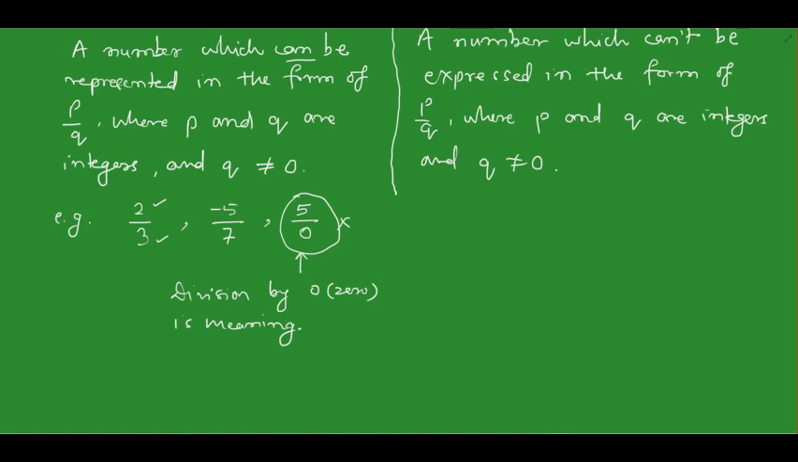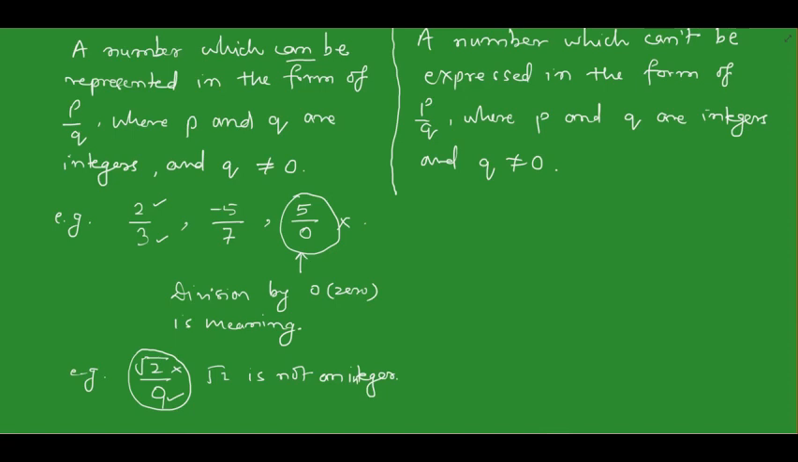Now, for example, if we write square root of 2 upon 9, then this is again not a rational number, because 9 is an integer but root 2 is not an integer. Root 2 is not an integer, so it is not a rational number.